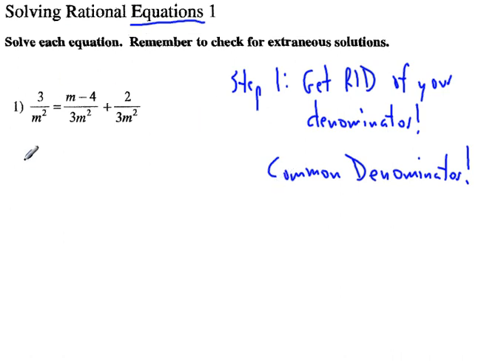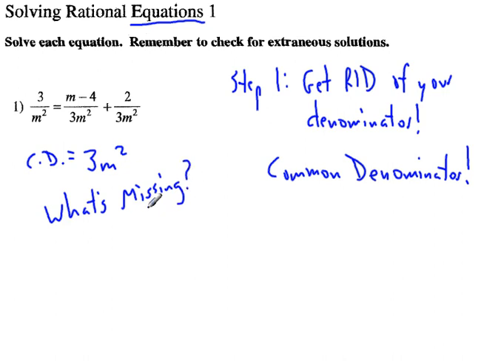So what is your common denominator for this problem? I have m squared in common in all three denominators. I have a 3 here, but I'm missing it here. So my common denominator is 3m squared. And the question I want you to ask yourself is, again, what's missing? And the experiences that you had in the last page should help you know what to do with that.